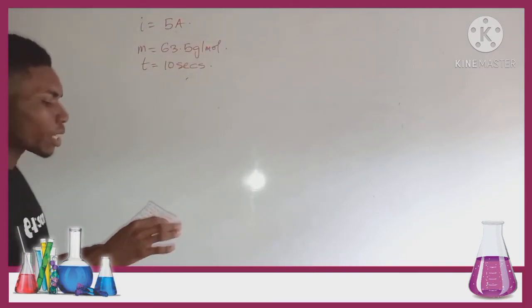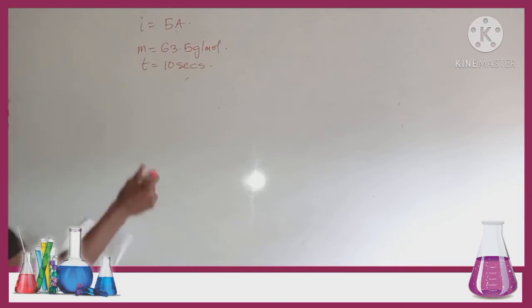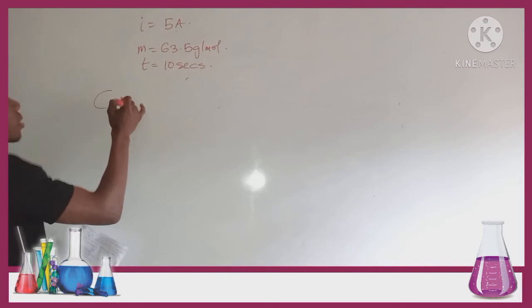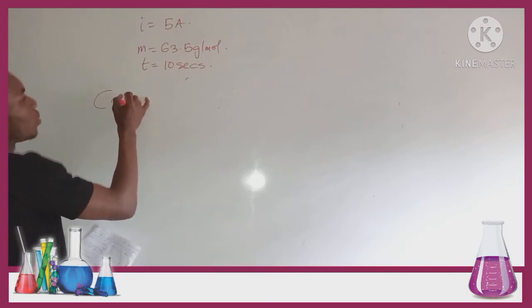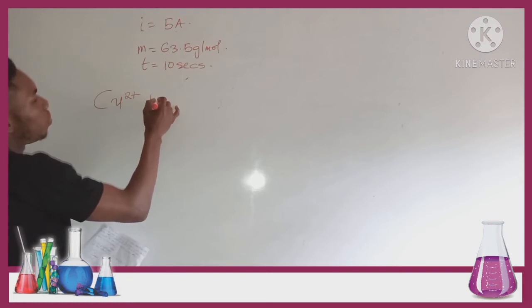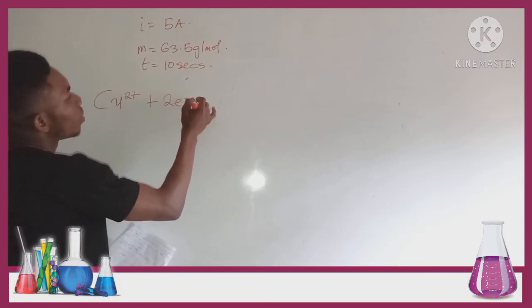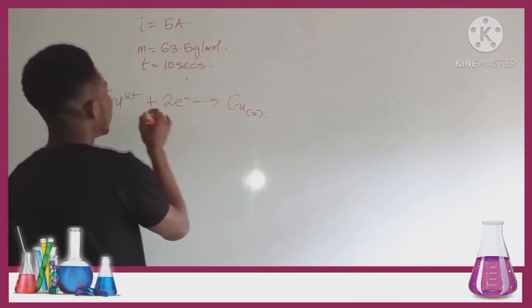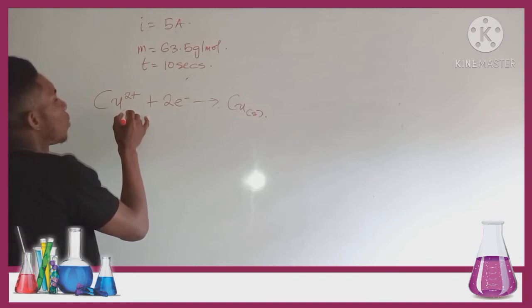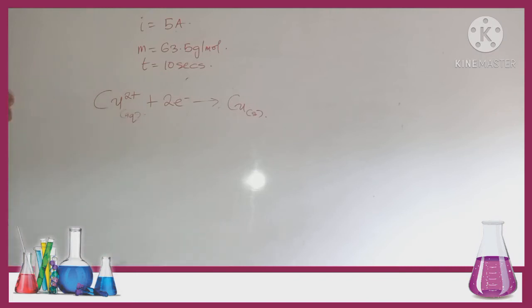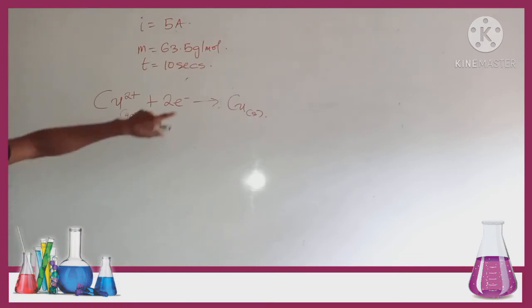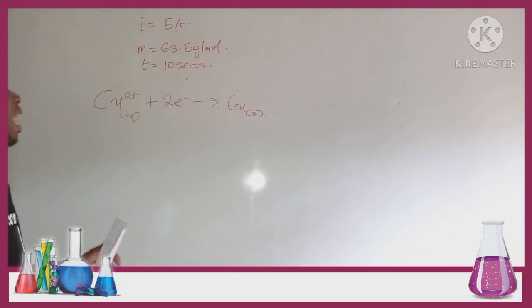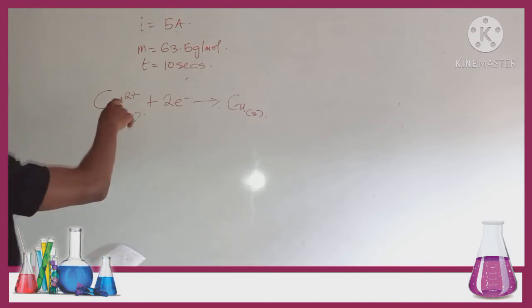So when copper 2 tetraoxosulfate 6 electrolyzes, you have Cu2+ plus 2e minus to give us Cu. This is in solid, this is in aqueous. Now, why is it like this? For reduction, electrons are being gained, and copper is a divalent metal. Now, how or why do we have this plus 2 here?